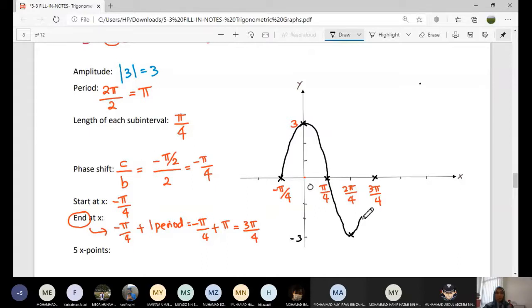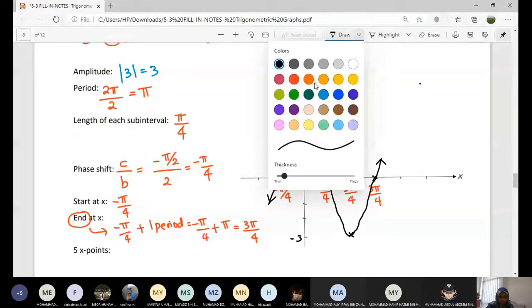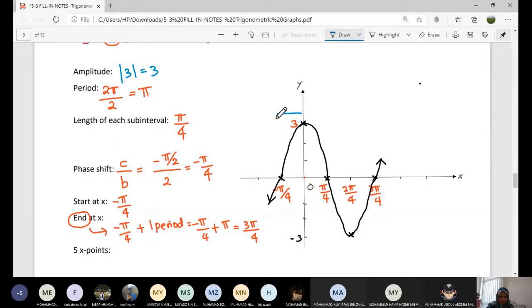Next, after that, the table. Okay, any question so far? So for the phase shift, from the y-axis to the starting point, this is the phase shift, which is negative pi over 4. It shifts to the left. The original graph shifts to the left by pi over 4 units.